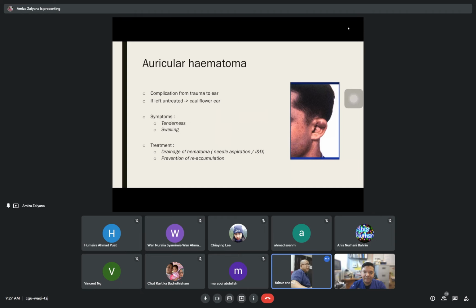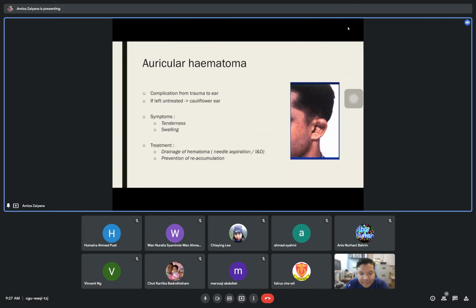Ada? Nanti saya, saya Kak Ayu lagi. Kak Ayu ada bagi tak? Ya? Yang pakai helmet punya sport kot doktor, kiranya macam boxing ke?